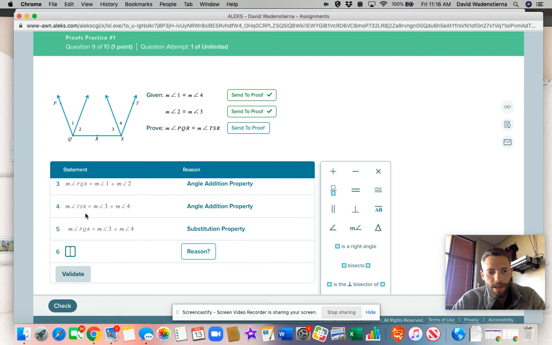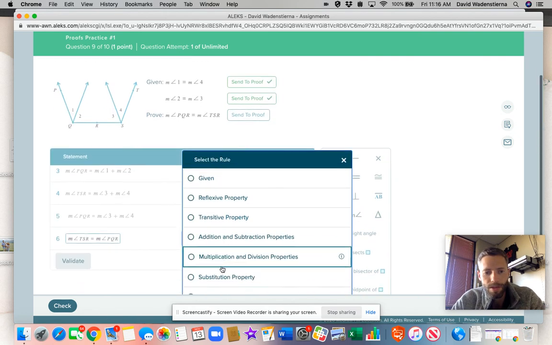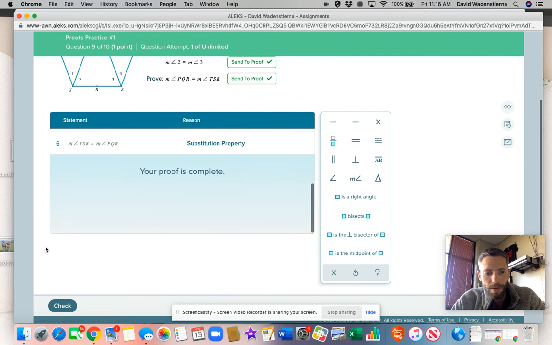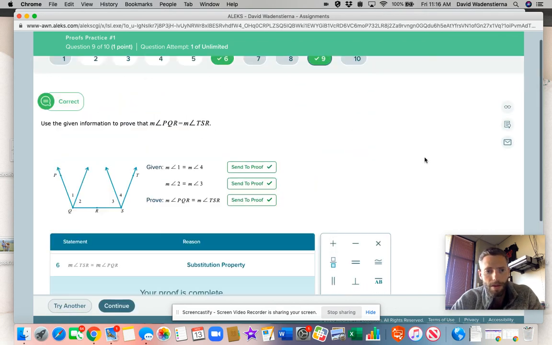Okay, so now look at this. This right here is the same as this right here. So therefore, these have to be the same, right? So now I can say measure of TSR equals, remember with measures, I'm using equality, not congruence, measure of TSR equals measure of PQR. And that was, again, substitution. Check it. And there it is. Correct.